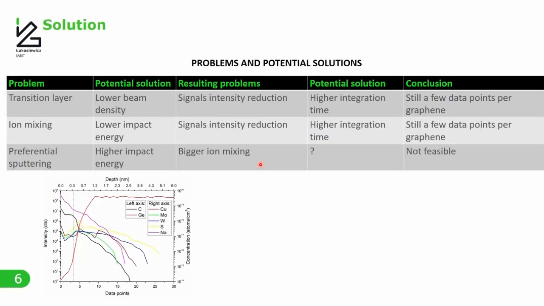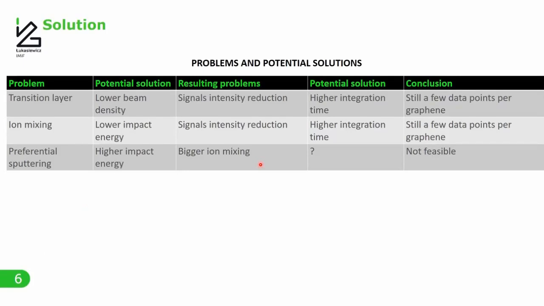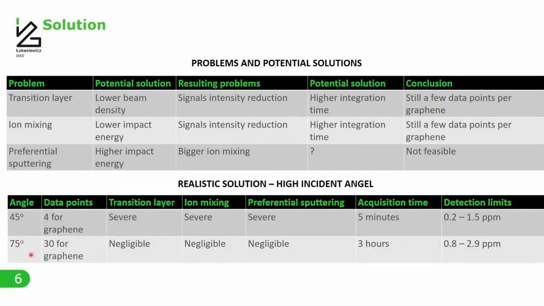So my idea was to change the incident angle of the primary beam, so increase it to 75 degrees. And in this type of analysis, only roughly 1 out of 1,000 primary ions is actually causing any sputtering from the surface. Most of them are completely reflected from the sample for such a high incident angle. So how does it help me to obtain a better result? First of all, this makes the analysis very slow, and I can get even 30 data points for the graphene layer.